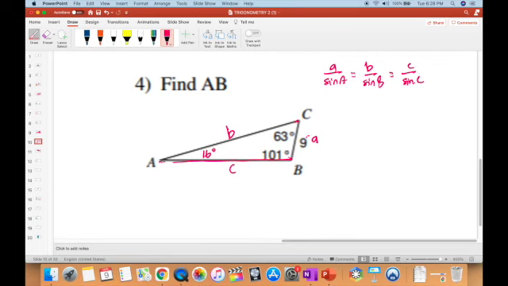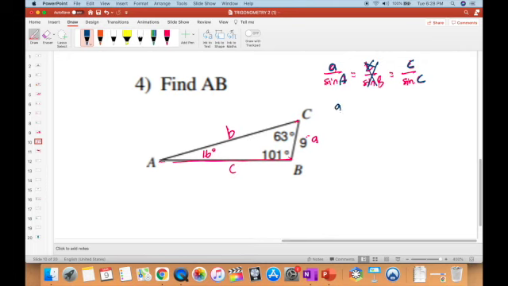So once we've labeled everything, we're just gonna try it and see if we could use it. I still don't know if this is the one, right? So what do we need? We need to find AB, which is the side C. So the side C is what we need. Do we have the angle C? Yes, the angle C is 63. So we have the angle C, right? We don't have the side B, no. So we can't use this. But we do have the side A and we do have the angle A, yes.